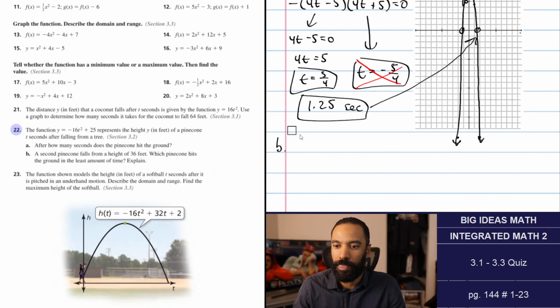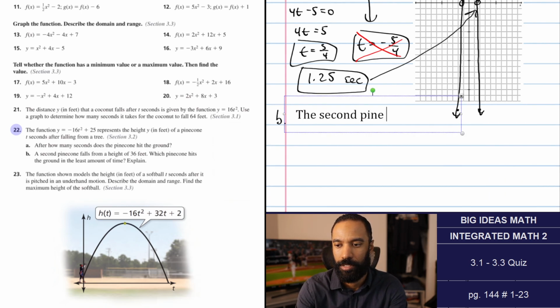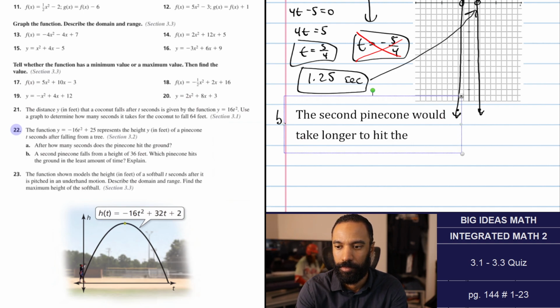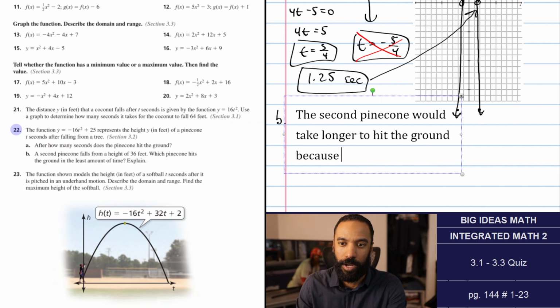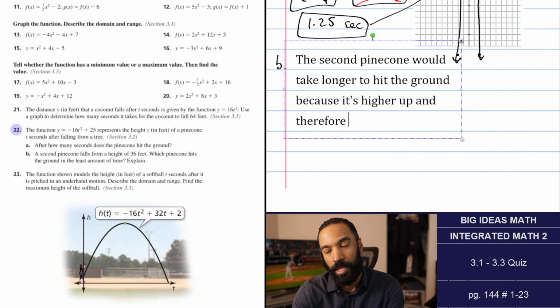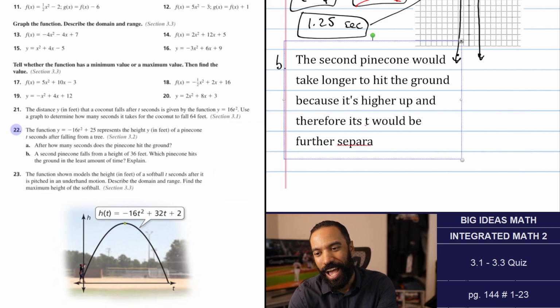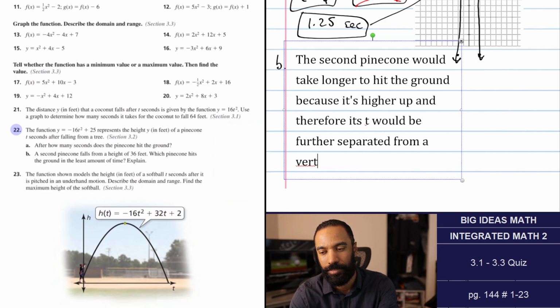So the second pine cone would take longer to hit the ground because it's higher up. And therefore, its t would be further separated from the vertex. I mean, this is something you could ask a 4-year-old. I'm not saying it's a 4-year-old question.